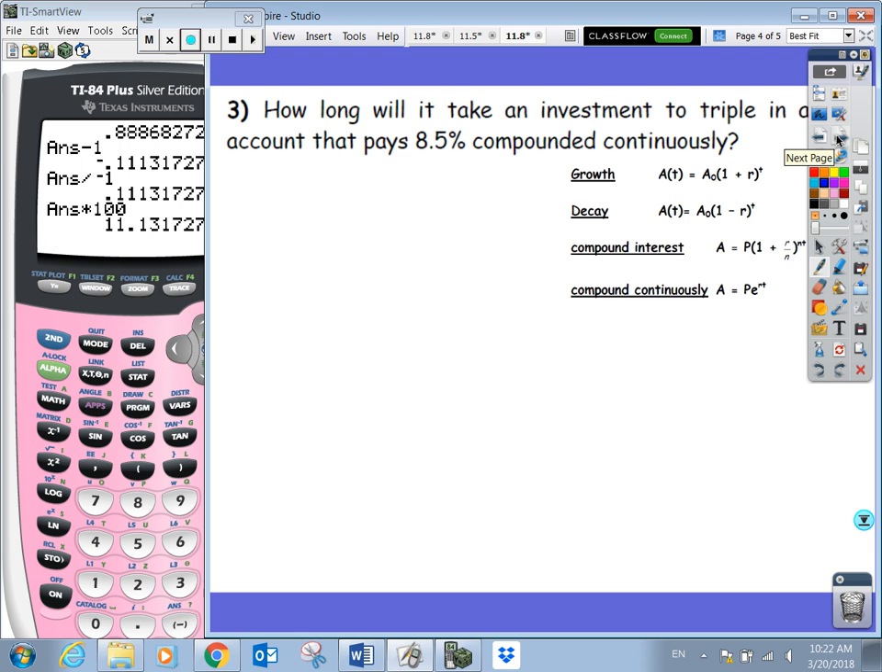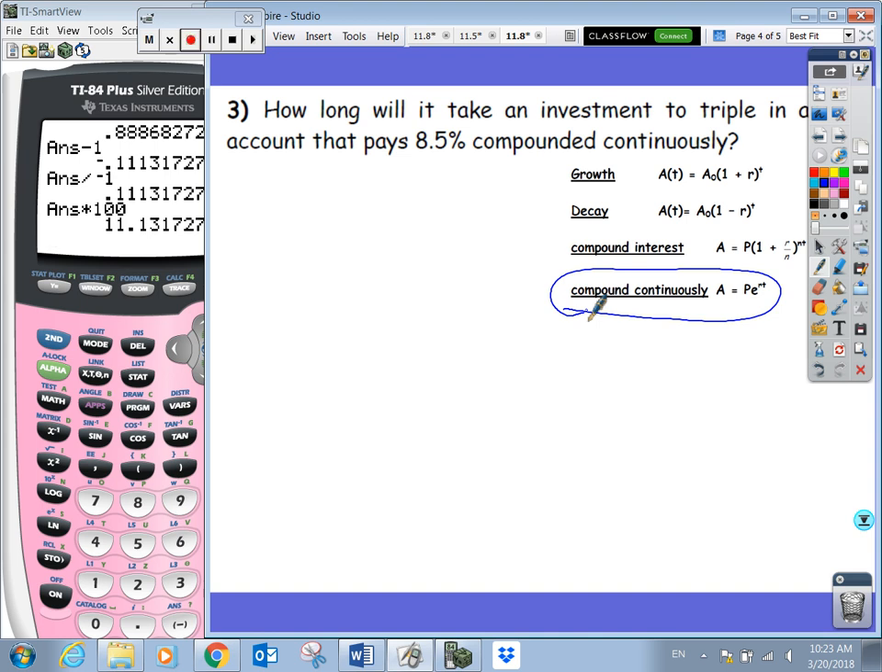All right, compounded continuously. So compound continuously right here. Now another thing to know is that e is not a variable for something. e is like pi. It's a value. There's a button on your calculator right above the natural log button. Okay? So how long will it take something to triple?